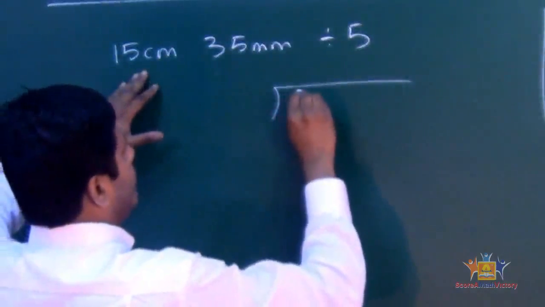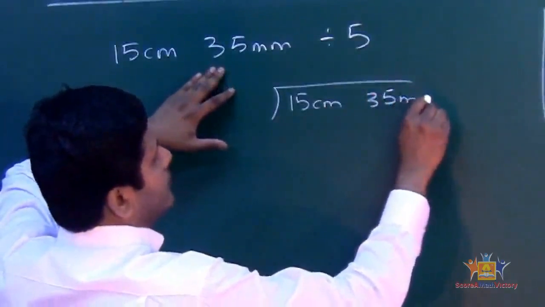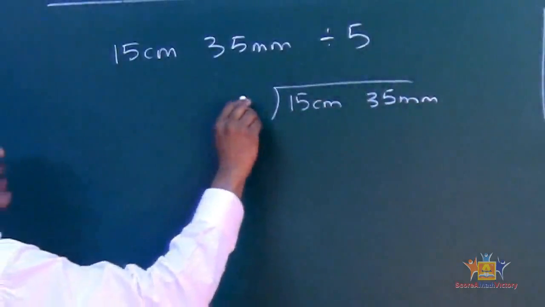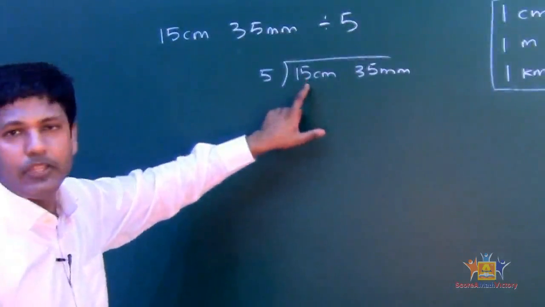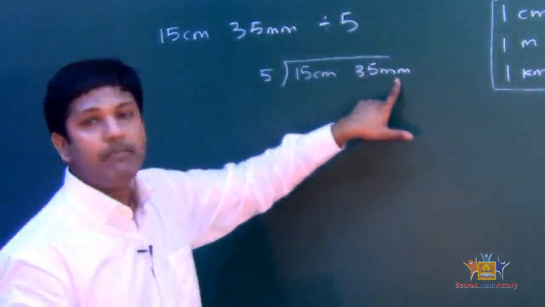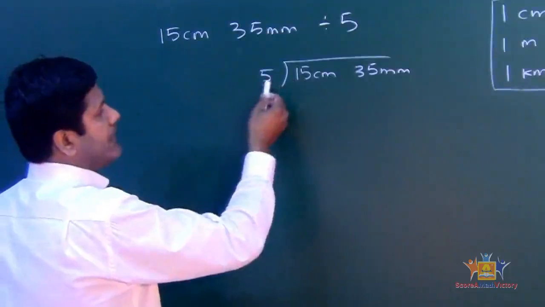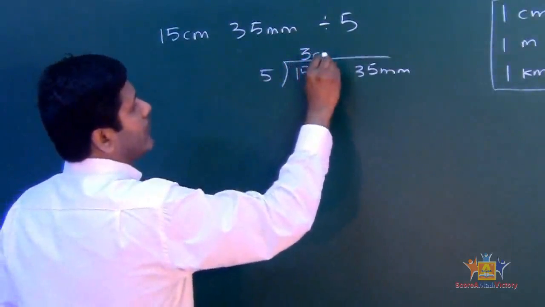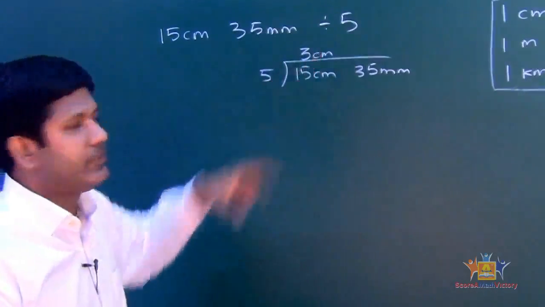So I'm going to put 15 centimeters, 35 millimeters inside the cage, and the 5 I'm just going to put outside the cage. See that? Now I'm going to start with the big unit. The centimeter is the big unit, the millimeter is the small unit. So 15 divided by 5 is 3. Now make sure you bring the unit up. 15 divided by 5 is 3, and then bring the centimeter up.